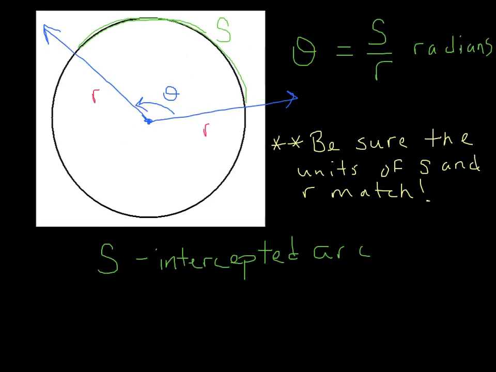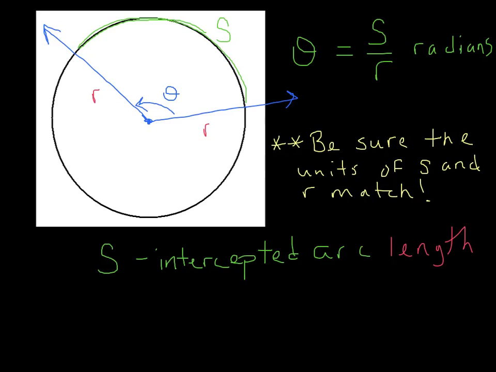Okay. So one of the ways we can kind of relate these things is S represents our arc length, our intercepted arc. Okay. And I'll write this down here, intercepted arc length. Okay. And theta, the measure of the angle, is equal to the length of the intercepted arc divided by the radius of the circle. Okay? And the one thing we have to make sure of is that the units on our arc length and the units on our radius match. We have to make sure they're the same so that that ratio will simplify out.